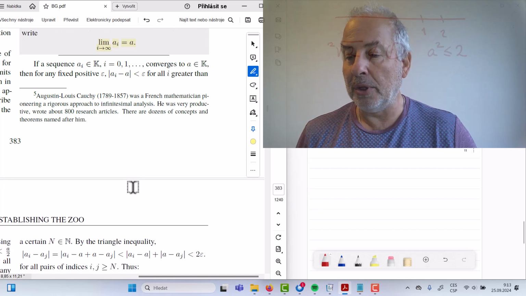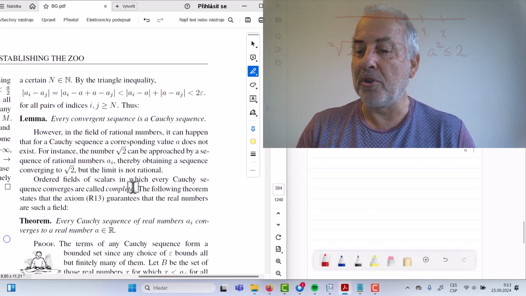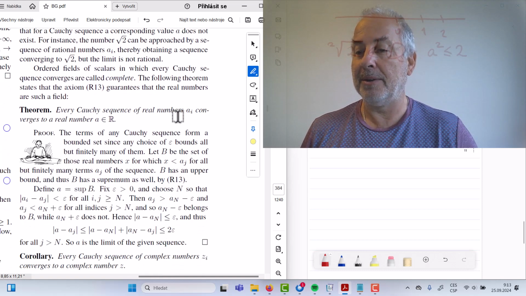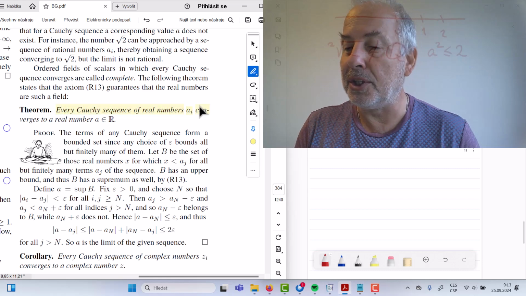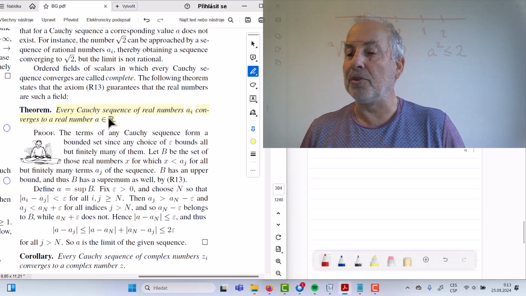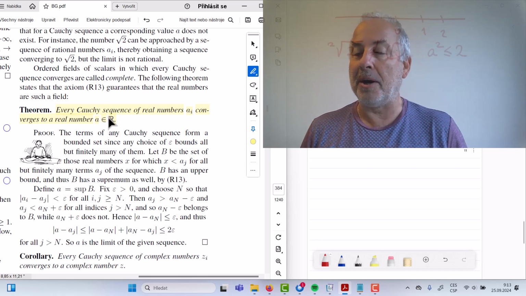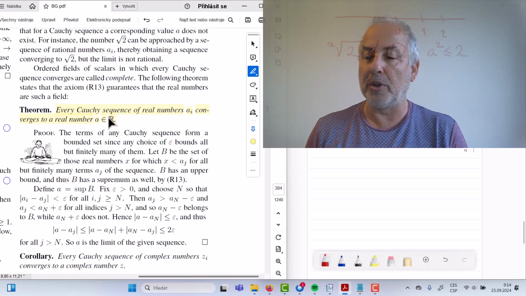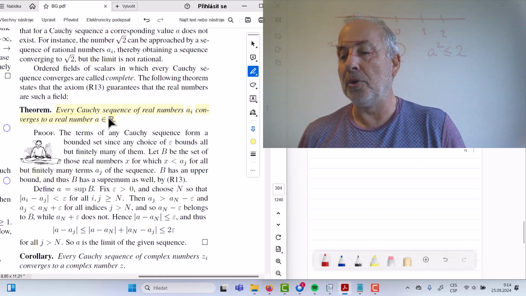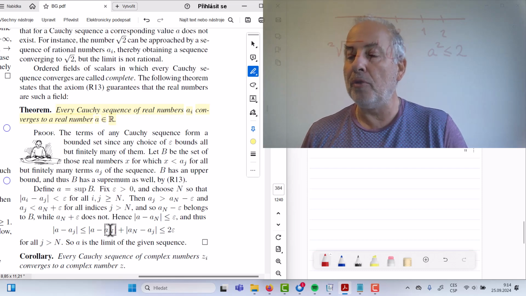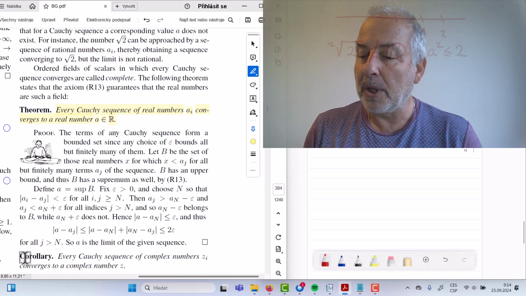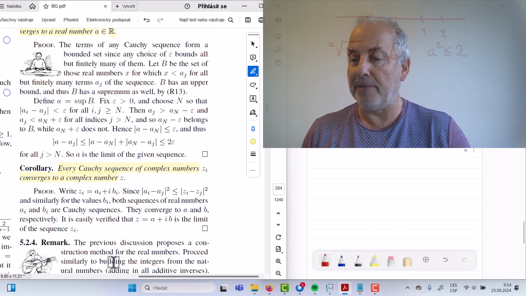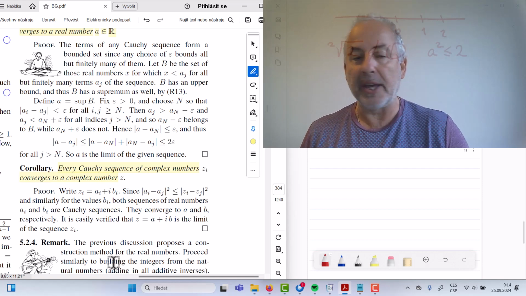Now, of course, every convergent sequence is a Cauchy sequence. That's easy. But what's not easy is this claim: every Cauchy sequence of real numbers a_i converges to a real number a. This is the consequence of the supremum axiom. You can go through the proof and see for yourself. There is an obvious corollary that the same will hold true for complex numbers. Again, just give it some time and look at why I can claim this.